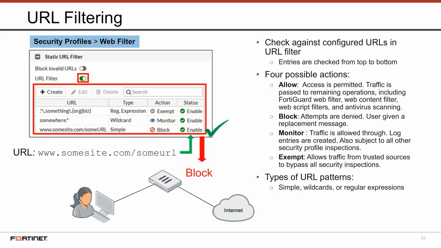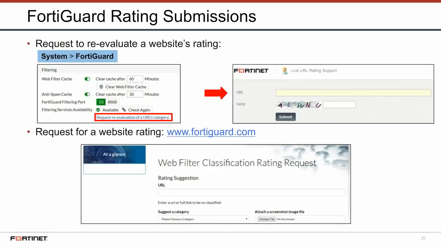When a user visits a website, FortiGate looks at the URL list for a matching entry. In this example, the website matches the third entry in the table, which is set as type simple. This type means that the match must be exact. There is no option for a partial match with this pattern. Also, the action is set to block. Thus, FortiGate will display a block page message.